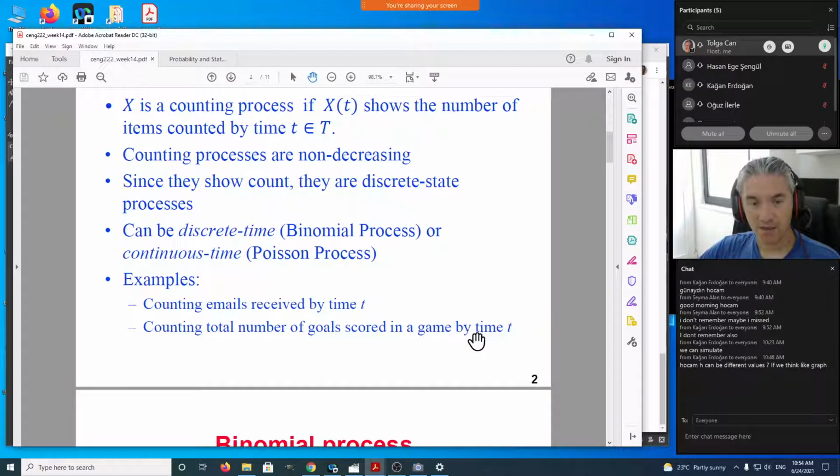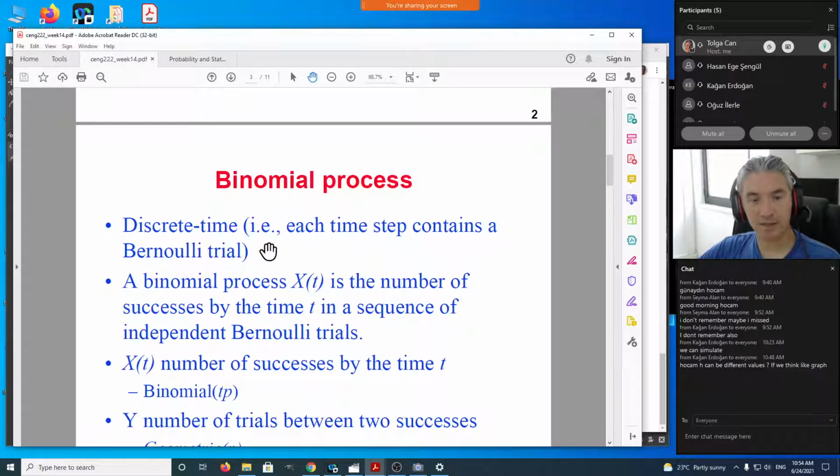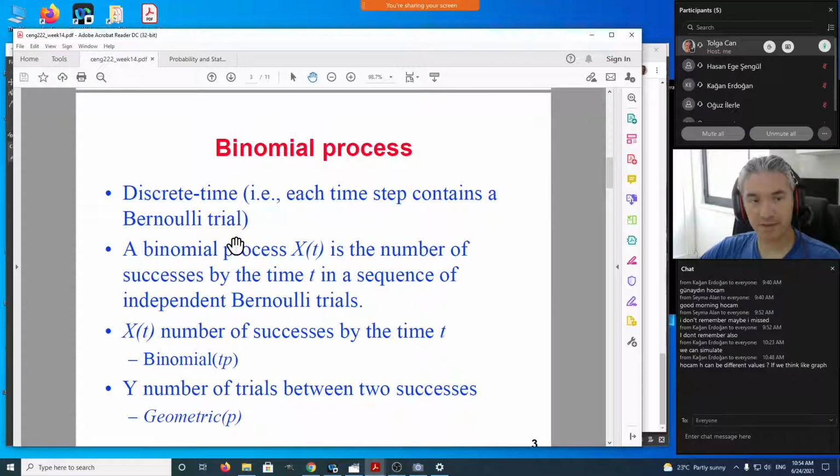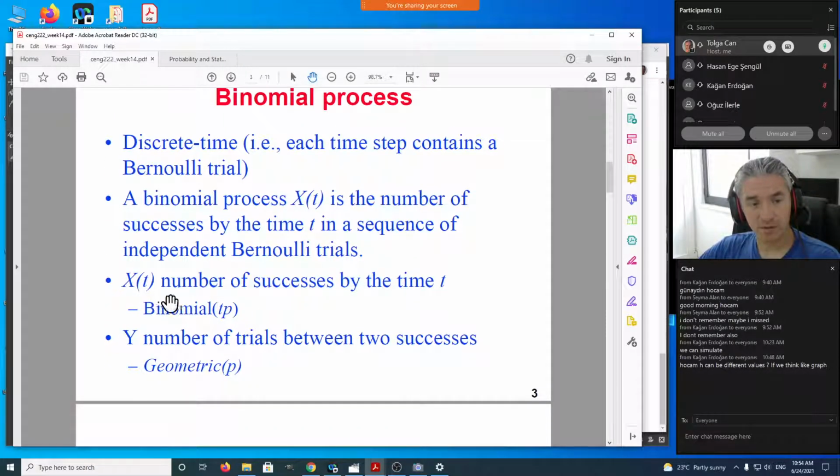If the time itself is like trials, it is a binomial process. Each time step actually contains a Bernoulli trial. At every time step, we are doing a Bernoulli trial. If it's like that, it becomes discrete time, and it's called the binomial process. Xt is the number of successes by time t in a sequence of independent Bernoulli trials, and therefore this is exactly what I have written in the previous slide with the annotation. Xt becomes the number of successes by time t, and its distribution is given by a binomial(t, p). So the binomial(t, p) gives us the probability mass function, the state distribution of X at time t.